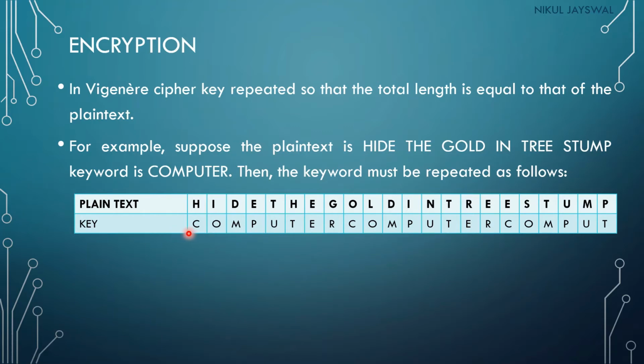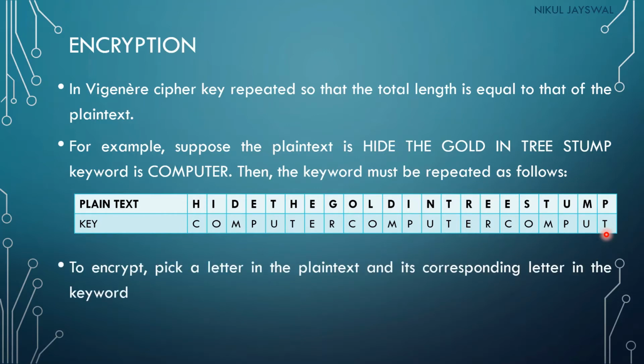So here you can see I did put the key here. Now the length of the key is not equal to the plain text. So what we will do, we will repeat the key again and again. And this is how we will make the length of the plain text and the length of the key equal.